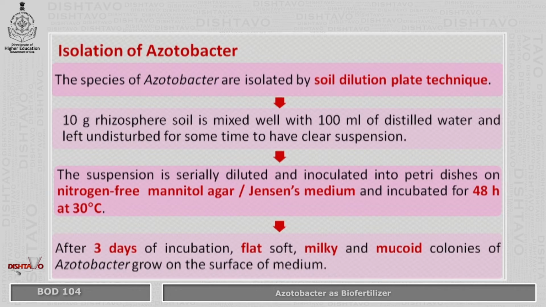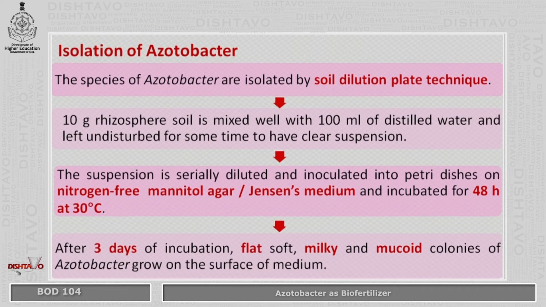In order to isolate Azotobacter, one needs species of Azotobacter which can be isolated by soil dilution plate technique. 10 gram of rhizosphere soil is mixed well with 100 ml of distilled water and left undisturbed for some time to have clear suspension. The suspension is serially diluted and inoculated into petri dishes on nitrogen-free mannitol agar or Jensen's medium and incubated for 48 hours at 30 degrees Celsius.